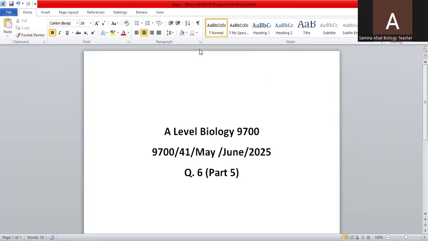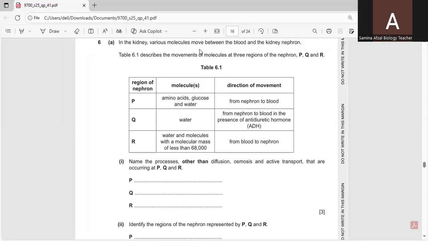In the kidney, various molecules move between the blood and the kidney nephron. Table 6.1 describes the movement of molecules at three regions of the nephron P, Q, and R. At P, the molecules are amino acids, glucose, and water, and the direction of movement is from nephron to blood. In Q, water moves from nephron to blood in the presence of antidiuretic hormone. In R, water and molecules with a molecular mass of less than 68,000 move from blood to the nephron.